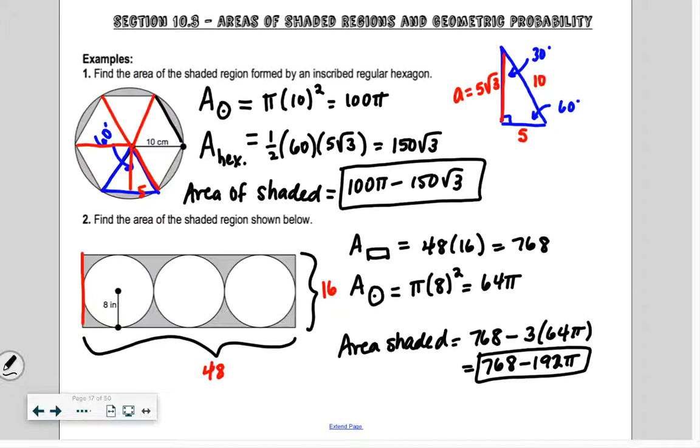If you want to find decimal approximations, it's fine. I would use the pi button on the first one and the second one, right? They both have pi. So for the first answer, if I did 100 pi minus 150 square root of 3 in my calculator, I would get a decimal approximation of 54.352. And for this one, if I do 768 minus 192 pi, I get 164.814.